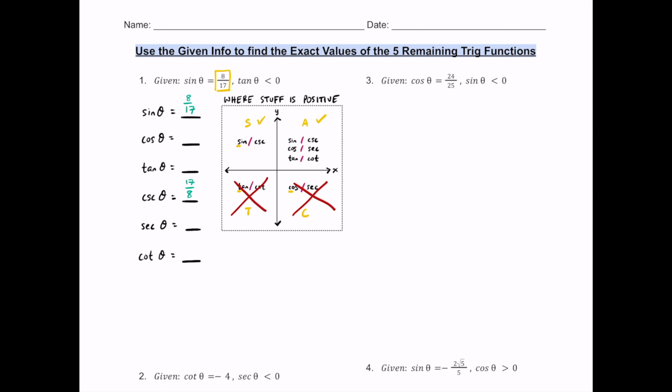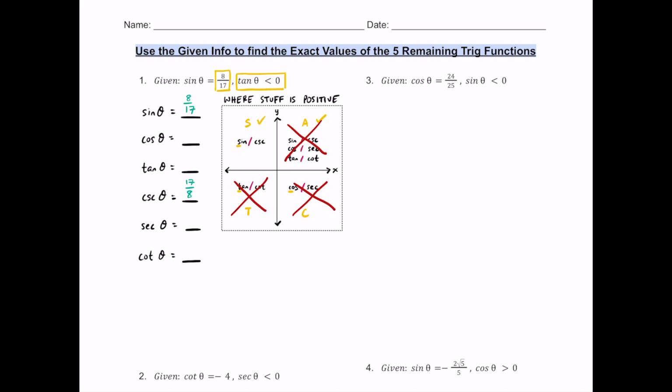Now, to narrow it down even a little bit more to figure out if theta is in quadrant 1 or quadrant 2, we need to look at this bit of information over here, where we know that tangent of theta is less than 0. So if tangent of theta is less than 0, that means it's a negative ratio. Where would tangent be negative? Well, tangent's positive in quadrant 1, so it can't be over here. So we know that we must be looking in quadrant 2.